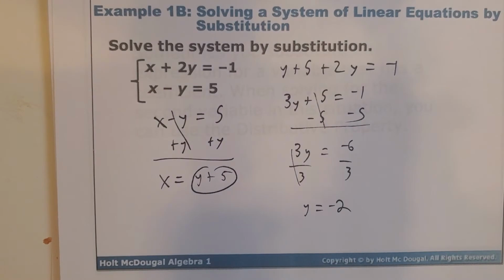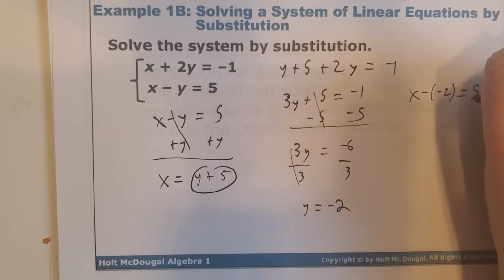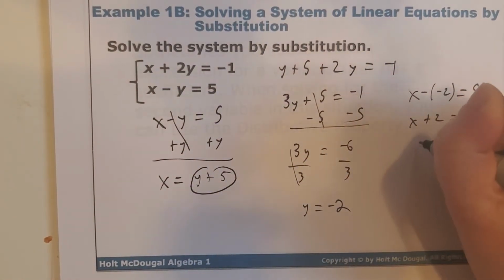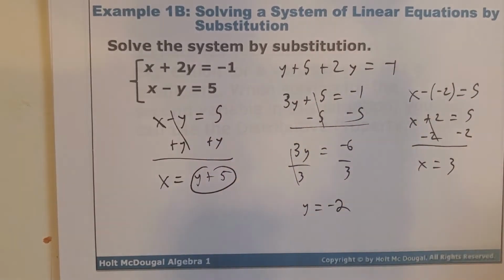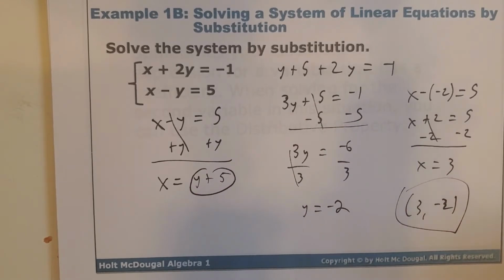So this is going to be x minus -2 is 5. So this becomes x plus 2, and x is 3. So again, the ordered pair is going to be x comma y, so 3 comma -2. Okay?